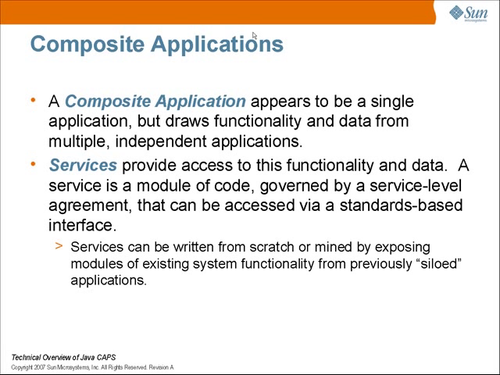We'll talk about composite applications first. Dictionary.com defines the word composite as being made up of disparate or separate parts or elements. That's a pretty good description of a composite application. A composite app appears to be a single application, but behind the scenes, it's drawing its functionality and data from other disparate or separate applications.